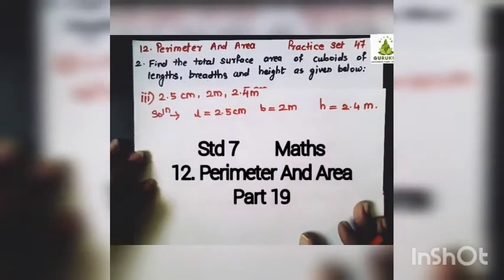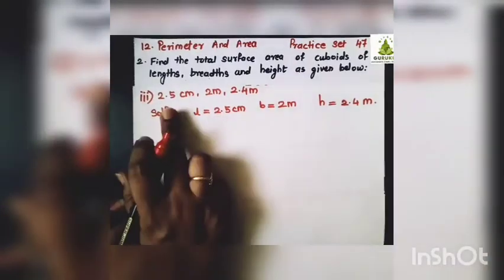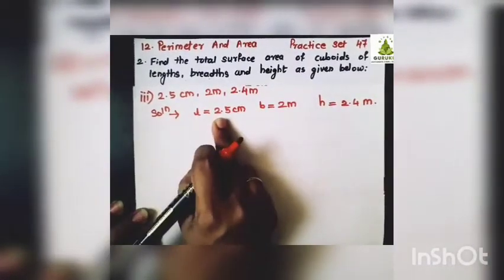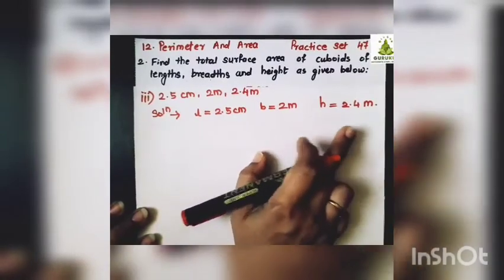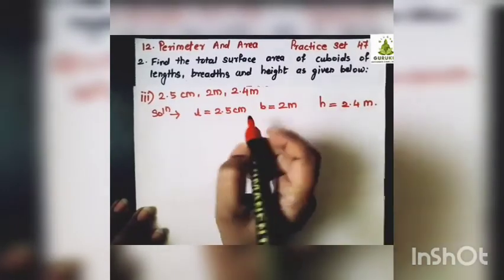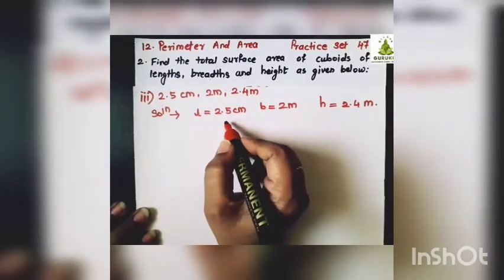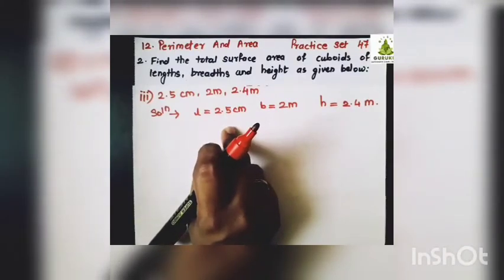Practice set 47. Question number 2, third sum. Let us see what they have given. Length they have given 2.5 centimeters. Breadth they have given 2 meters. H they have given 2.4 meters. Now all three, if we see, there is a difference between the units. Okay, one is given in centimeters, other two are given in meters.